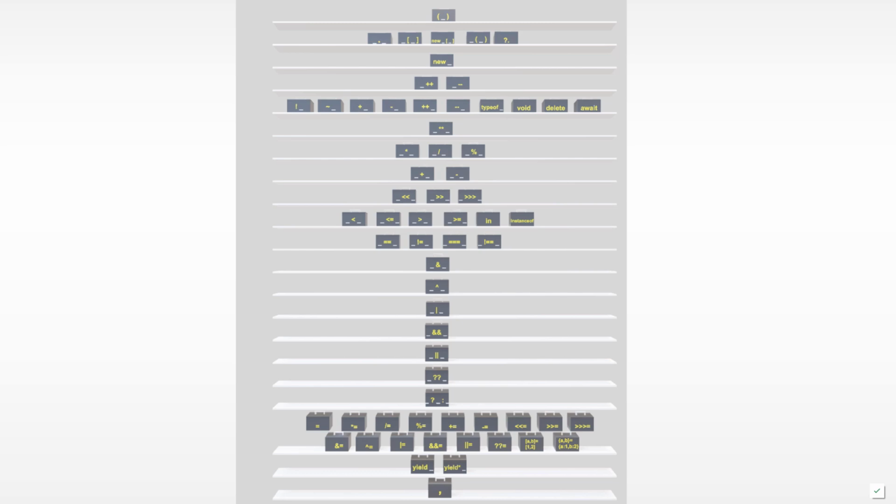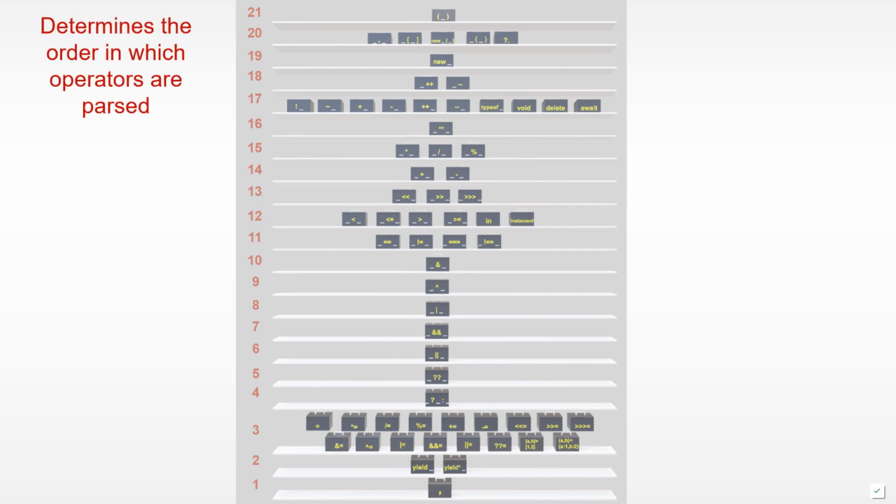One very good way to think about operator precedence is to think about an order in which they are processed. And in this case, the order can use actual numbers. The higher the number, the higher the precedence. So we can think of these numbers as determining the order in which operators are parsed in a line of code. The operators with the highest numbers would be parsed first.